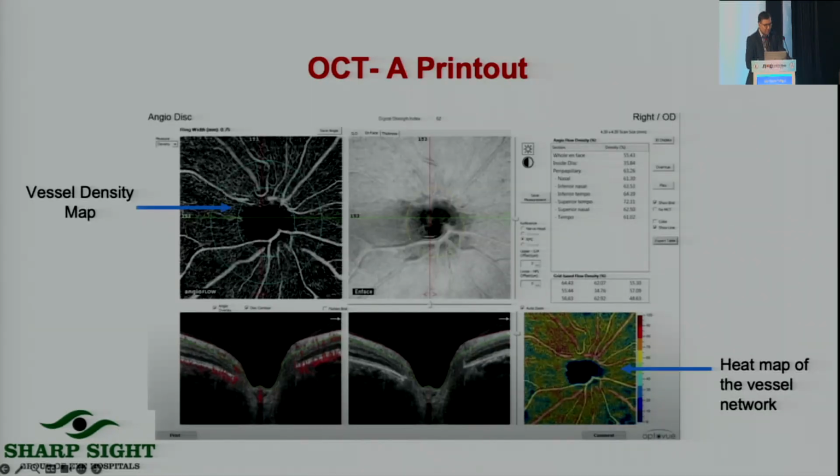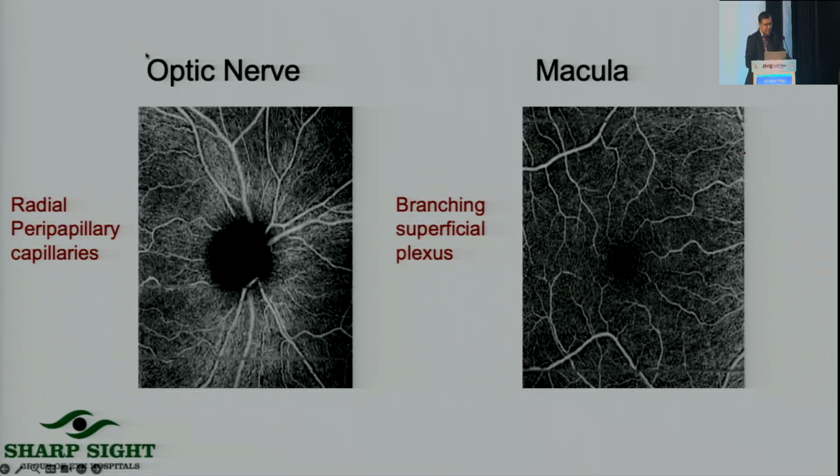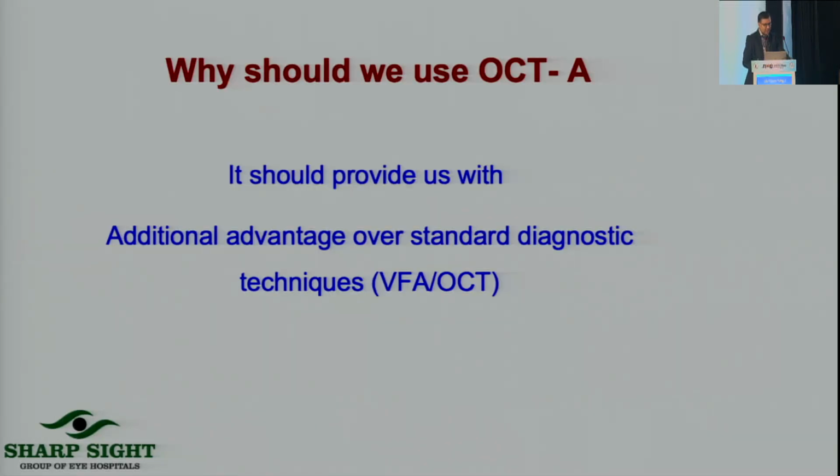So we get a printout like this, where there is a vessel density map, a heat map, and the various indices. That is how we see the optic nerve head, radial peripapillary capillaries, and the macula superficial plexus. The optic nerve itself is not a very good indicator because of the variability of its structure, and the superficial big vessels have a shadowing effect over the deep vessels. So here OCT angiography is providing us something more.